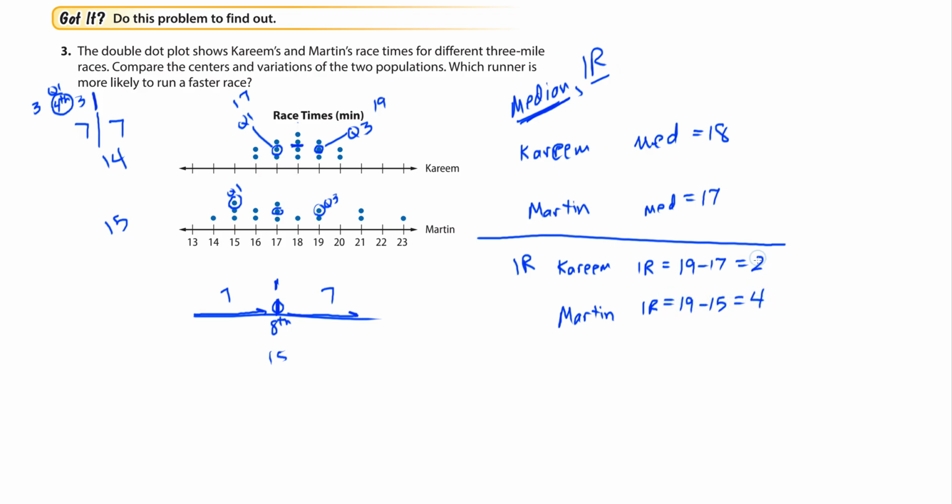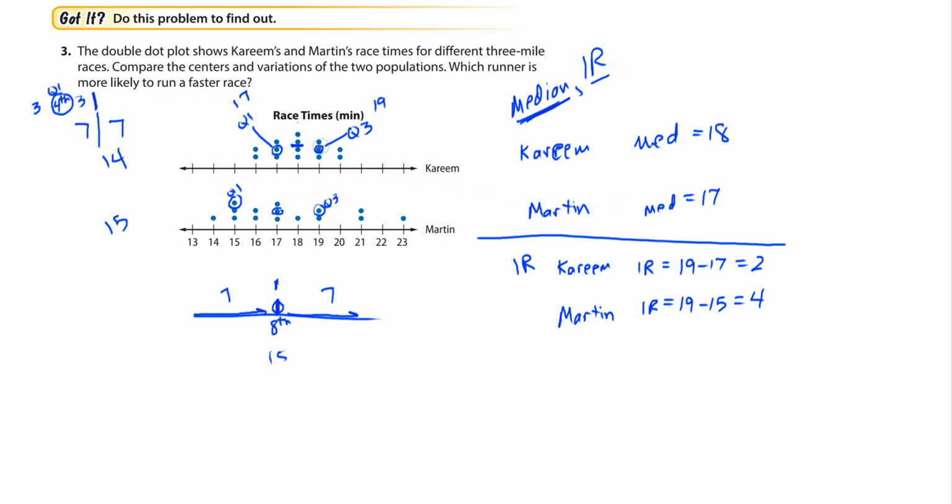It's 4. And that's not a surprise that Martin's interquartile range is more, because his dots are more spread out. That's not a surprise at all. So his is less predictable. Kareem, much more predictable.